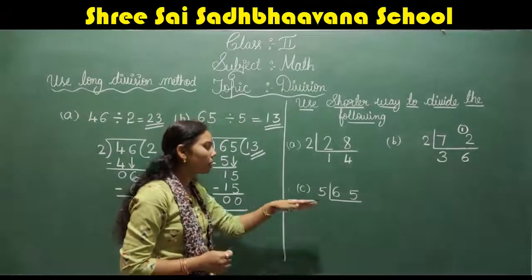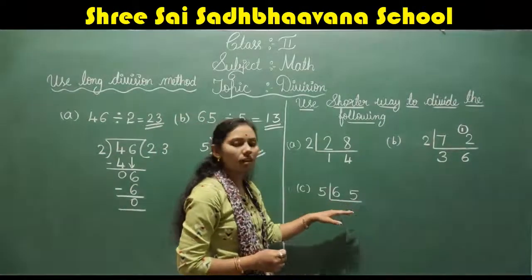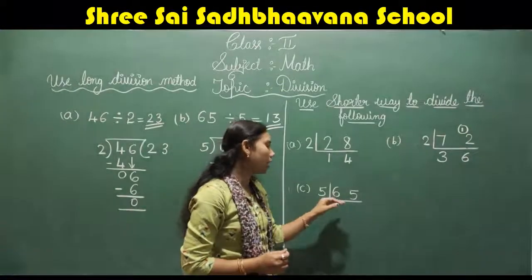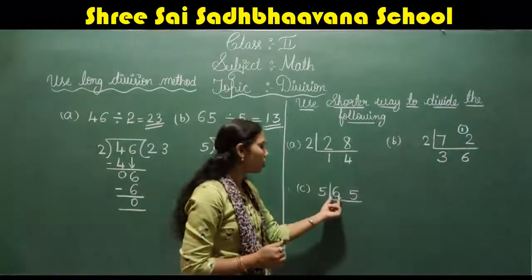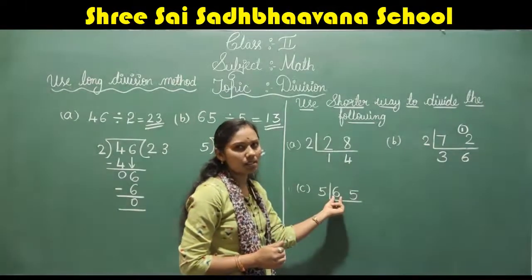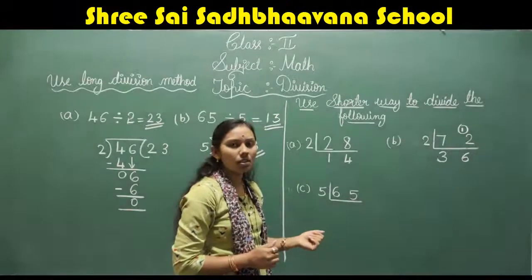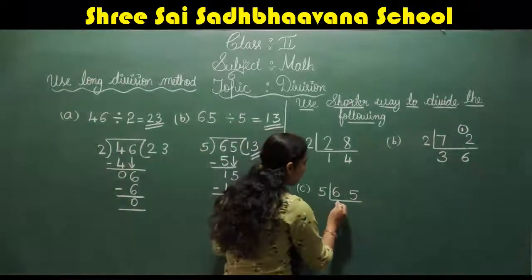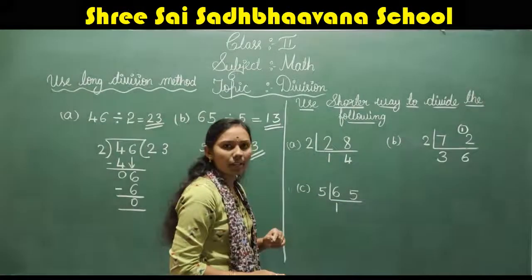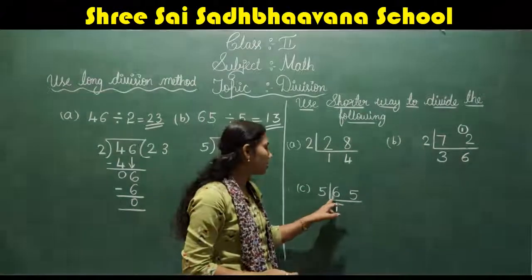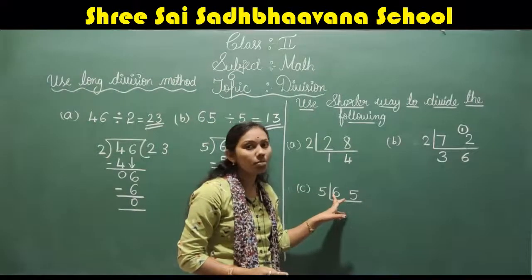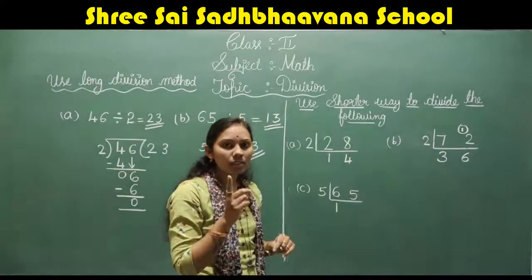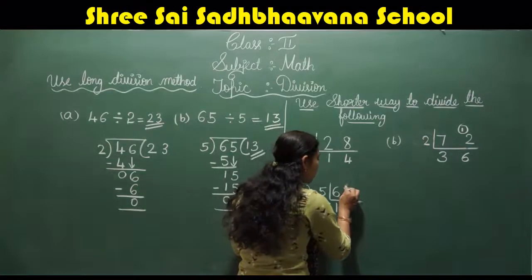The next number, 65. 65 is the dividend. 5 is the divisor. You are going to divide 65 by 5. So first we are going to take tens. Right children? That is 6 tens. How many times does it go from 5? Only one time. That is 5 ones are 5. So mentally I told you, minus. So 6 minus 5, 1. So that 1 is left over. That 1 we are going to write here.